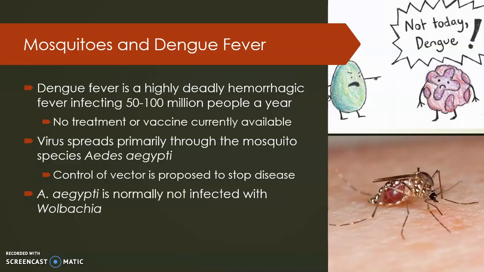The first type is dengue fever. This is a virus, and it's a highly deadly hemorrhagic fever infecting 50 to 100 million people a year. Currently, there's no treatment or vaccine available, and the only way to stop the spread is by controlling the vector. And the virus mainly spreads through the mosquito species Aedes aegypti. However, Aedes aegypti is normally not infected with Wolbachia bacteria.